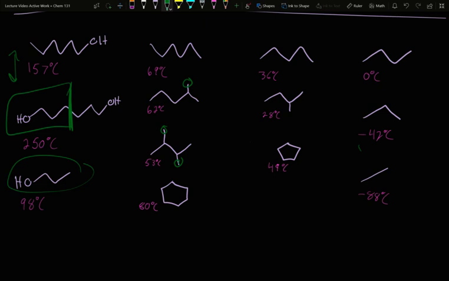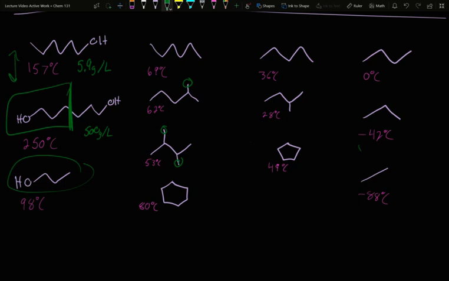Just for a little extra, let's look at how it affects solubility. So for hexanol, you can get about 5.9 grams per liter of hexanol to dissolve in water. But for the 1,6-hexanediol, or hexane-1,6-diol, you can get about 500 grams per liter.